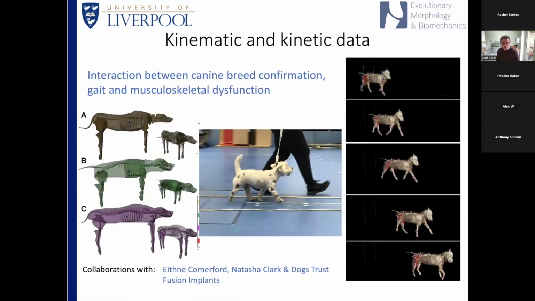And we don't just do this with humans, we do animal work as well. So this is some work we're doing on dogs, looking at selective breeding in dogs and how the wide array of body shapes that we've bred in the domestic dog manifest themselves in different motion patterns. So we use medical imaging to quantify body shape and then measure their motions and try and understand the links between the two.